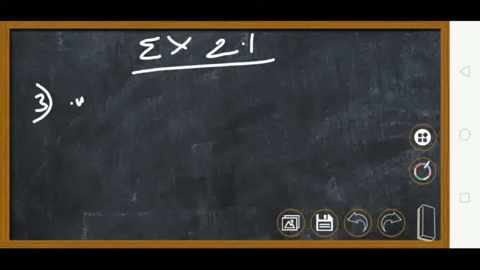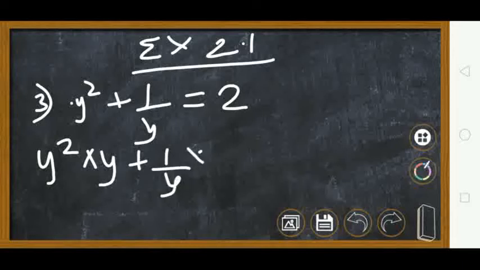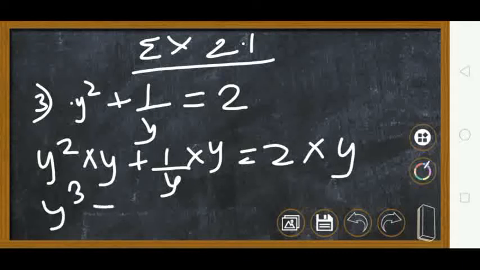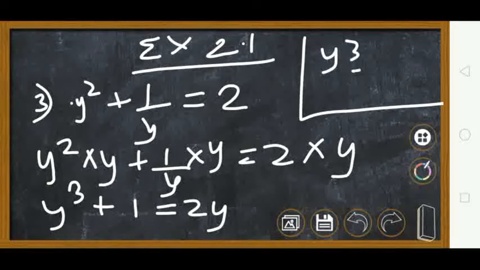They have given y square plus 1 upon y is equal to 2. Now first we will bring it into the proper form, multiply throughout by y. So this will become y square into y plus 1 upon y into y is equal to 2 into y. So this becomes y cube plus 1 is equal to 2y. So this will be y cube minus 2y plus 1 equal to 0. So you can see that since the degree of this polynomial is 3, it is not a quadratic equation.